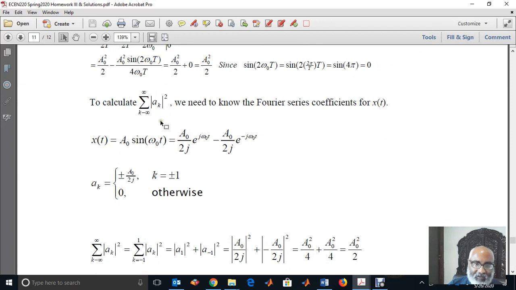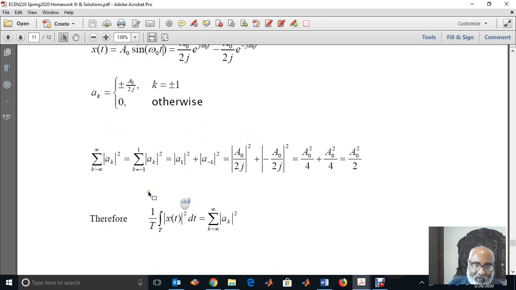So find the Fourier coefficients. We use Euler's identity. So A naught sine omega naught t is A naught over 2j e raised to j omega naught t minus A naught over 2j e raised to minus j omega naught t. The coefficients a_k are A naught over 2j plus or minus, for k equals plus or minus 1, and 0 otherwise. That means a1 is A naught over 2j and a minus 1 is minus A naught over 2j. Then we do not have other cases; a_k will be 0 for the rest.